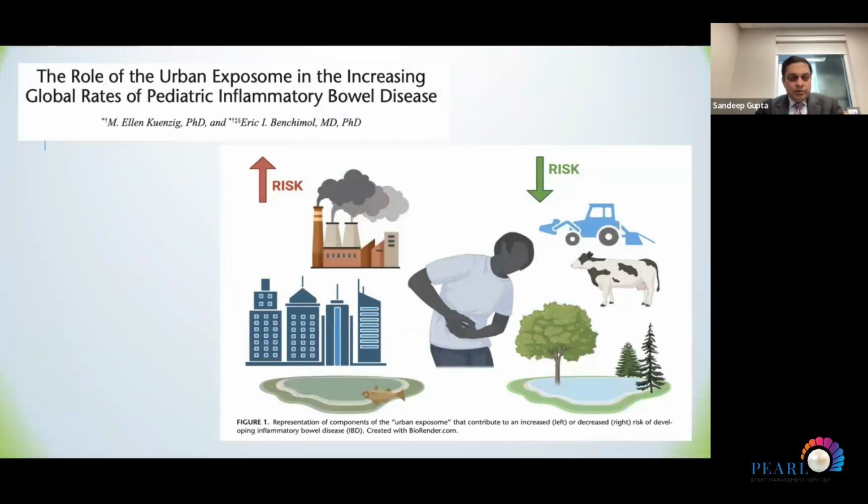This review paper looked at the global rates of pediatric IBD and effect of our environment on it. They found that there was increasing chance of IBD being affected by pollution and urban living and poor air quality, and potentially decreased risk of IBD in rural environment, low pollution, and better air quality.